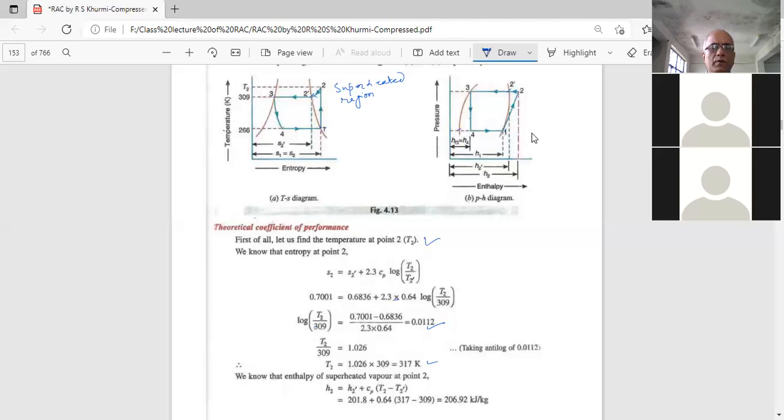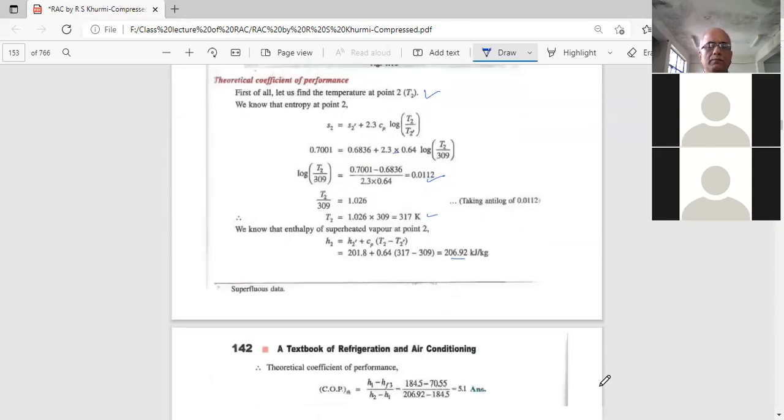So what will be the H2? H2 is unknown to us. H2 dash is given. So we put the value: H2 dash plus Cp, which is 0.64, times T2, which is 317 just calculated, minus T2 dash, which is 309. So H2 will be 206.92 kilojoule per kg.